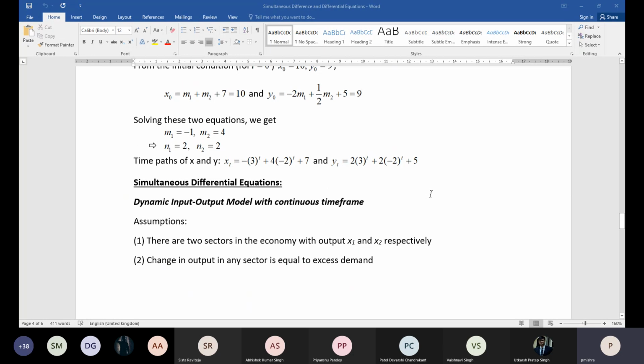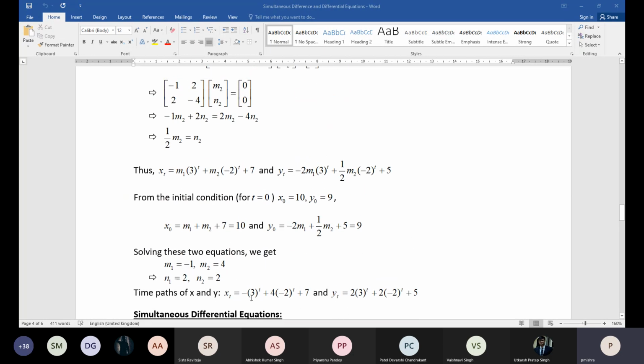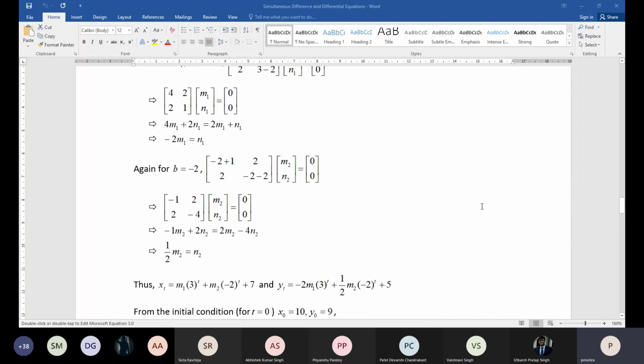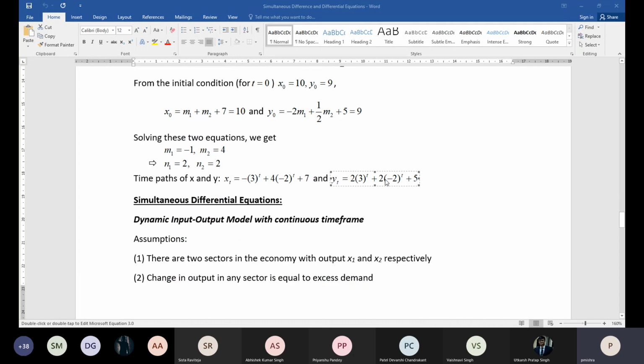And importantly here, when we solve these equations, we get some time paths like this. And these time paths essentially show how the two variables xt and yt, or in that particular example what I showed just now, x1 and x2, will behave over the period of time. Here we have described the time paths in a discrete fashion by assuming the time frame to be discrete, and that's why we have used difference equations.